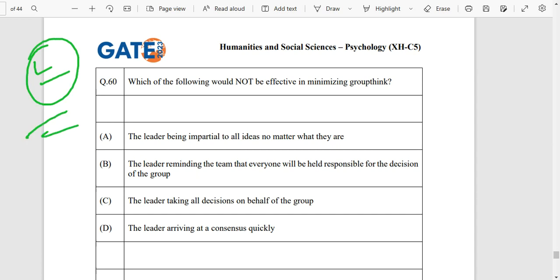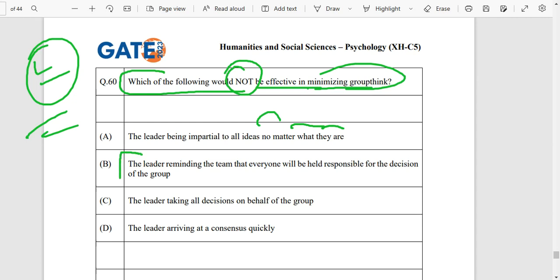Okay, so here is a question from groupthink. Which of the following would not be effective in minimizing groupthink? The leader being impartial to all ideas no matter what they are. The leader reminding the team that everyone will be held responsible for the decision of the group. The leader taking all decisions on behalf of the group. The leader arriving at consensus quickly.